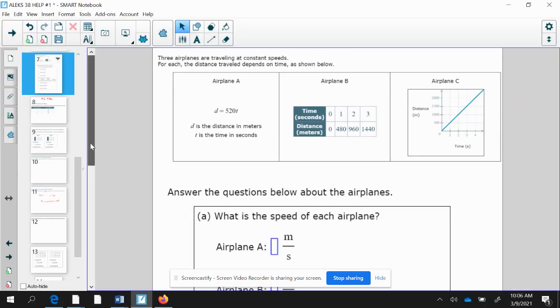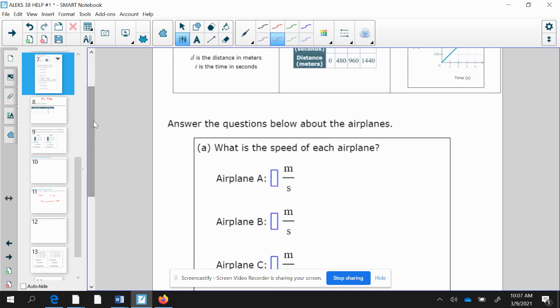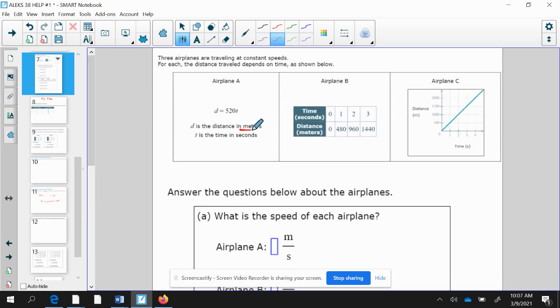So it says three airplanes are traveling at constant speeds. For each, the distance traveled depends on time as shown below. D stands for distance and T is the time in seconds. So the first one here, the distance is 520 meters in 1 second. So the constant of proportionality for this one is going to be 520. That's a pretty easy one to see.